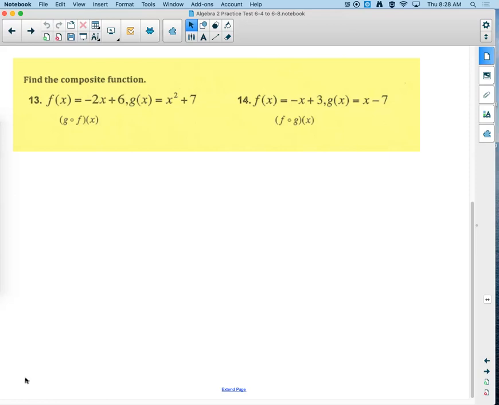Part 2 of our practice tests for sections 6.4 to 6.8. The second part of this generally goes a little faster than the first. Solving, like we did yesterday, takes a while. So find the composite function.